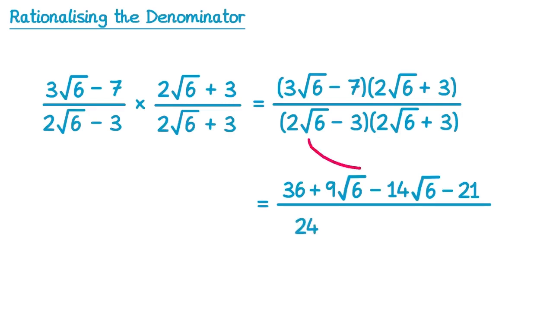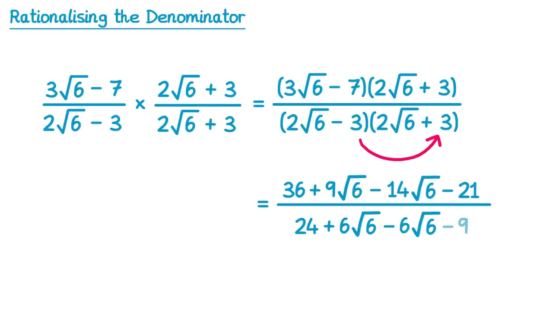Then we have 2 root 6 times by a positive 3. That's going to be positive 6 root 6. And then we have negative 3 times 2 root 6. That's negative 6 root 6. And then negative 3 multiplied by a positive 3. That gives you negative 9. So there's quite a bit of simplifying we can do here.